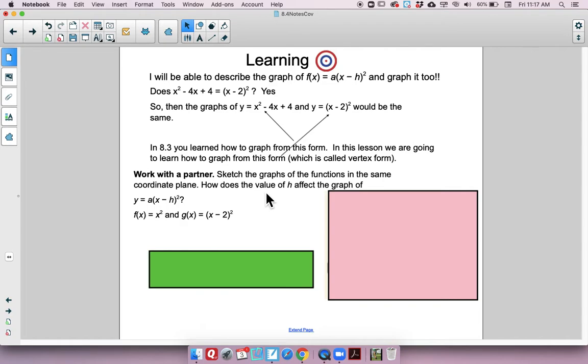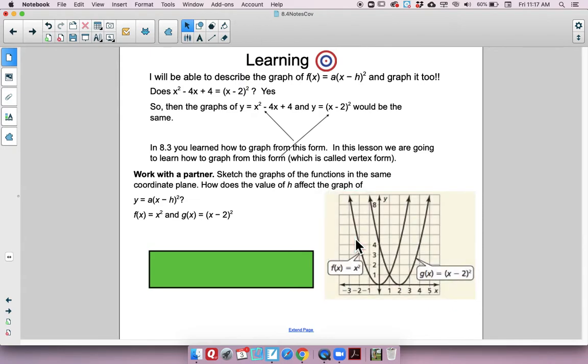How does the value of h affect the graph of y equals a times the quantity x minus h squared? So in other words, how does this h impact things? Okay, so we're going to graph f of x equals x squared. So go and graph that. Then graph g of x equals the quantity x minus 2 squared. Again, you're probably just plotting points, making t-tables.